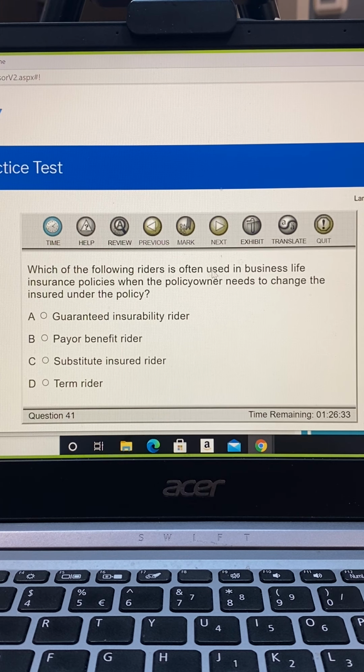Which of the following riders is often used in business life insurance policies when the policy owner needs to change the insured under the policy? Guaranteed insurability. Nope. Term rider. No, I think it's substitute insured. Guaranteed insurability rider allows you to get more insurance later. Payor benefit rider waives the premium if the owner becomes disabled. Now term rider. Business life, you say? Yeah, I think it's C. Okay.